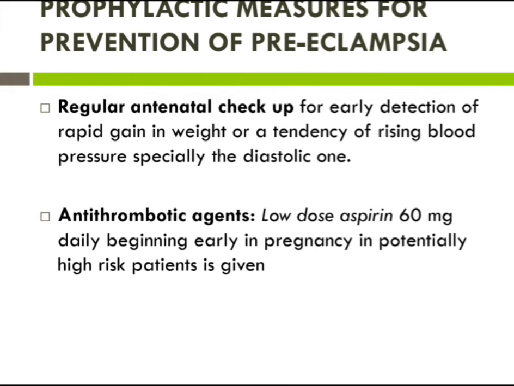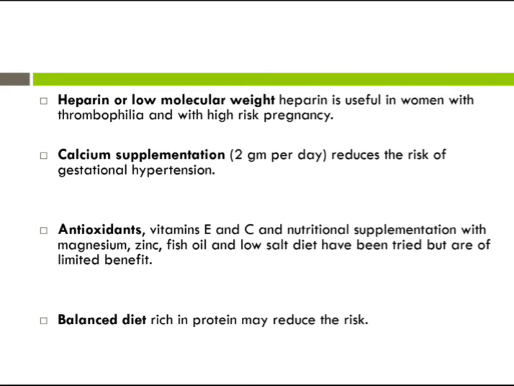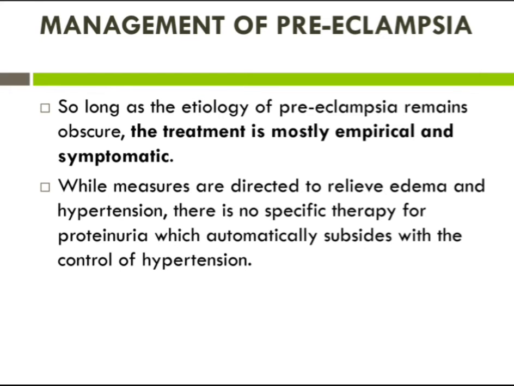So prophylactic measures for prevention of preeclampsia: regular antenatal checkup, antithrombotic agents, heparin or low molecular weight heparin, calcium supplementation, antioxidants, balanced diet. So management of preeclampsia. So long as the etiology of preeclampsia remains obscure, the treatment is mostly empirical and symptomatic. While measures are directed to relieve edema and hypertension, there is no specific therapy for proteinuria, which automatically subsides with the control of hypertension.